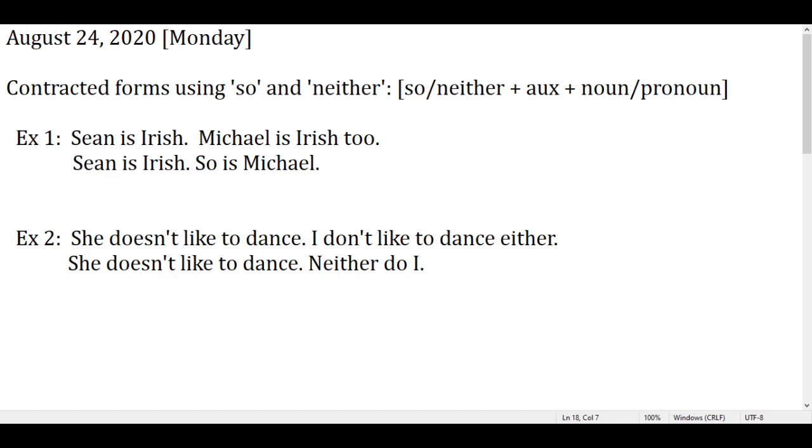By the way, a quick tip on when to use so and when to use neither. Whenever you want to say also, you will use so, and if you want to say not even, then you will use neither. One more time. If you want to say also, then you will use so. If you want to put forward the idea not even, then you will use neither, followed by the auxiliary and finally the noun or the pronoun.